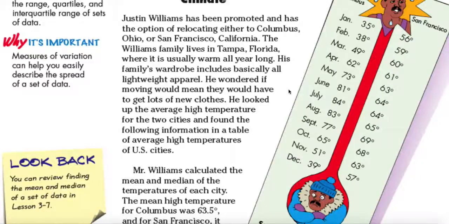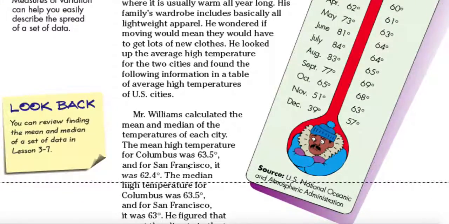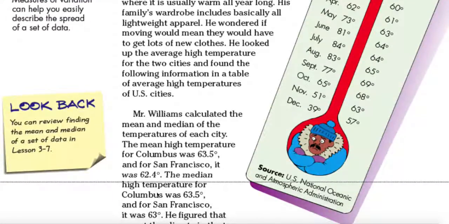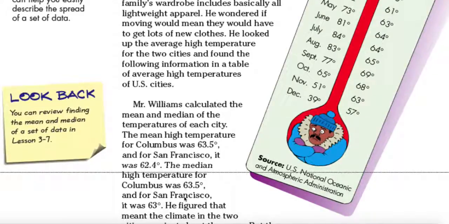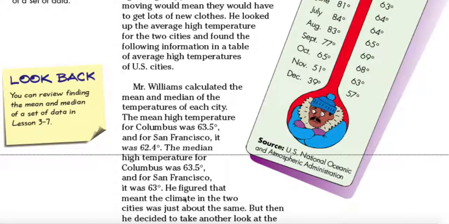Okay? And this is what he found on this chart: Columbus and San Francisco, the average temperatures in January, February, all the way to December. So Mr. Williams calculated the mean and the median of the temperatures of each city. The mean high temperature for Columbus, Ohio was 63.5, and for San Francisco it was 62.4. The median high temperatures for Columbus was 63.5, and for San Francisco it was 63. So they're almost the same, very close to each other. So he figured that that meant that the climate in the two cities was just about the same.